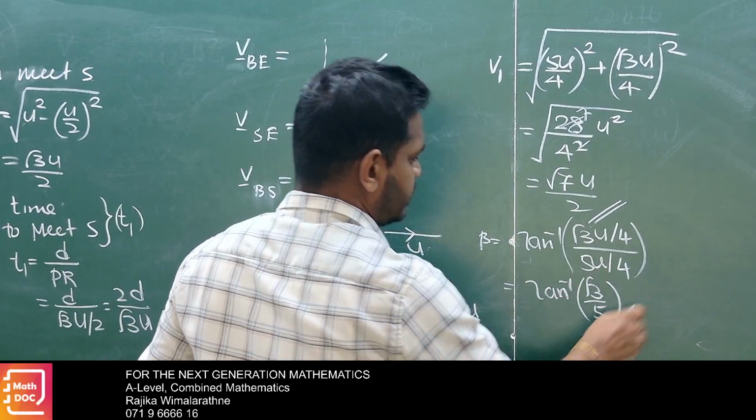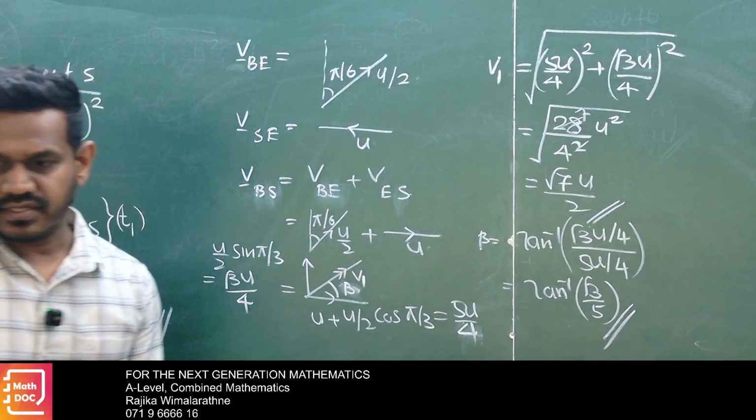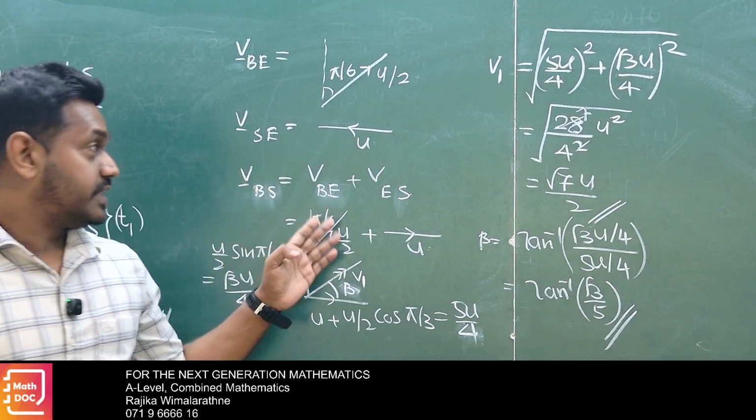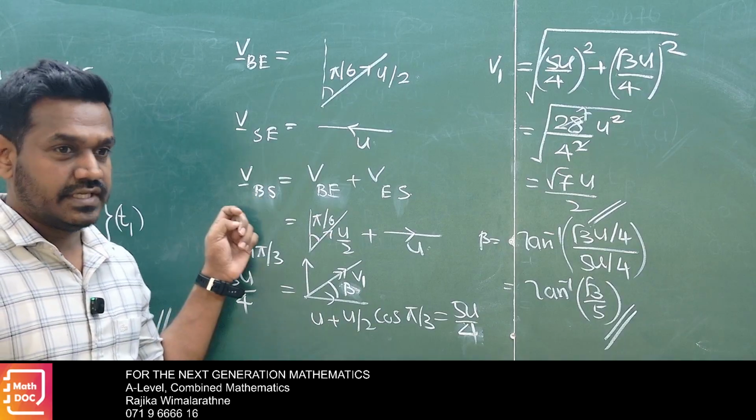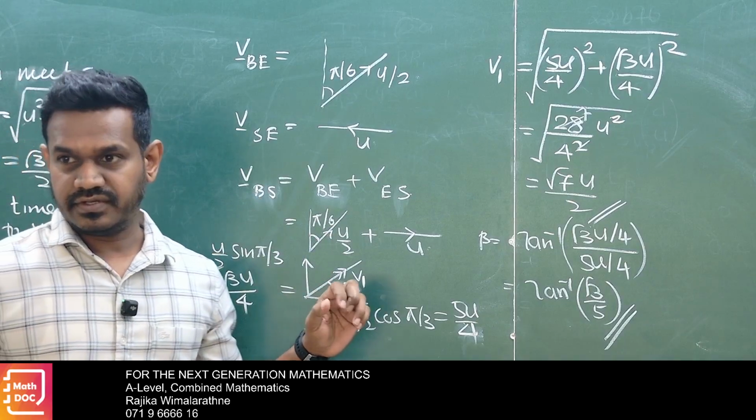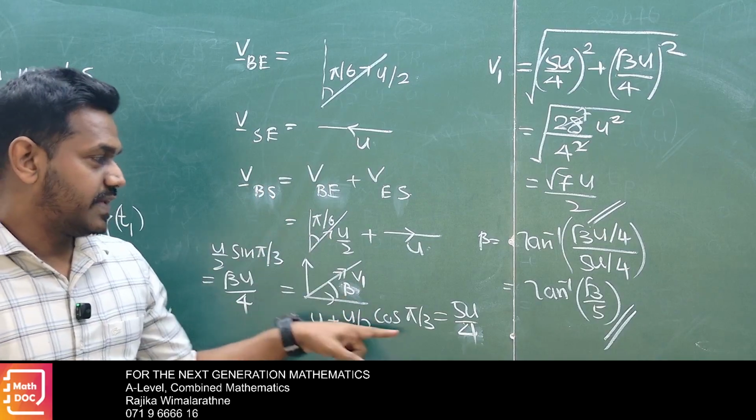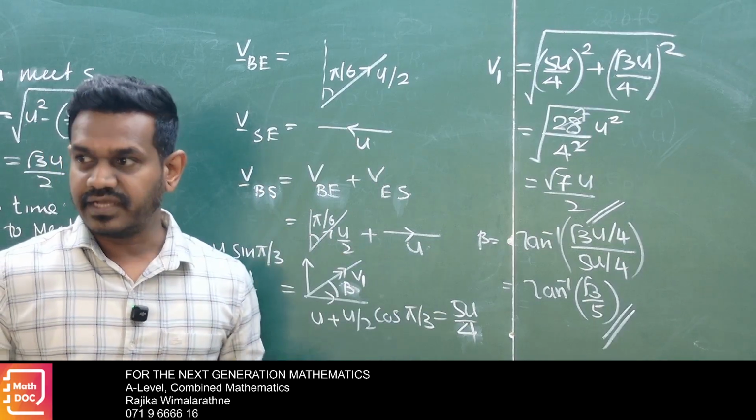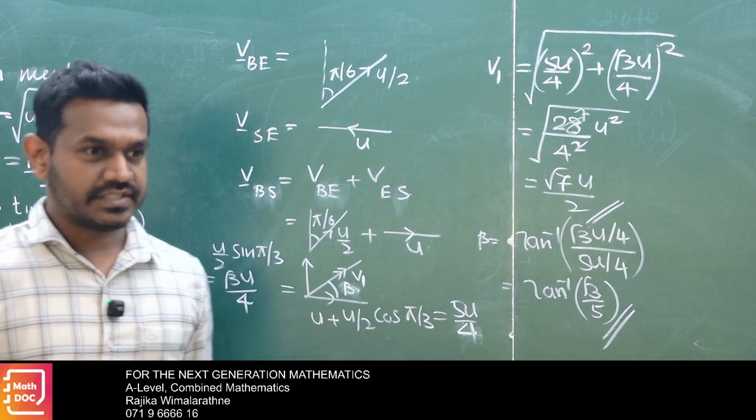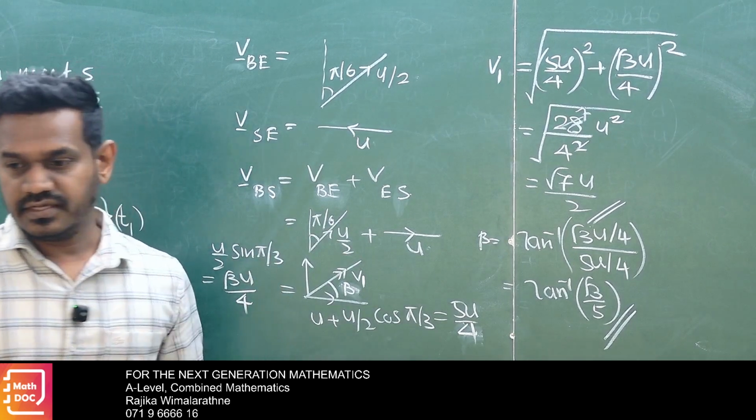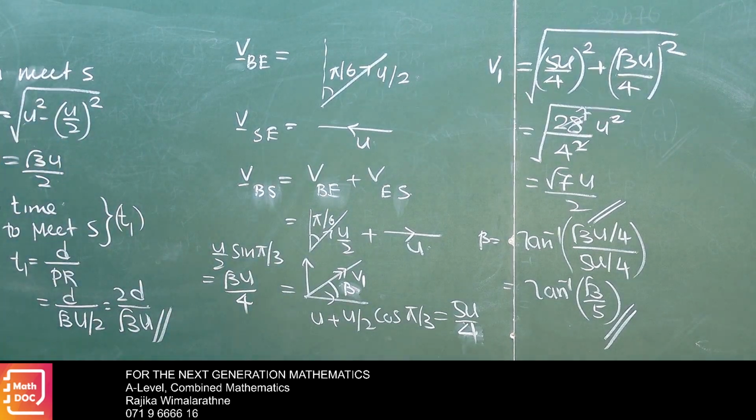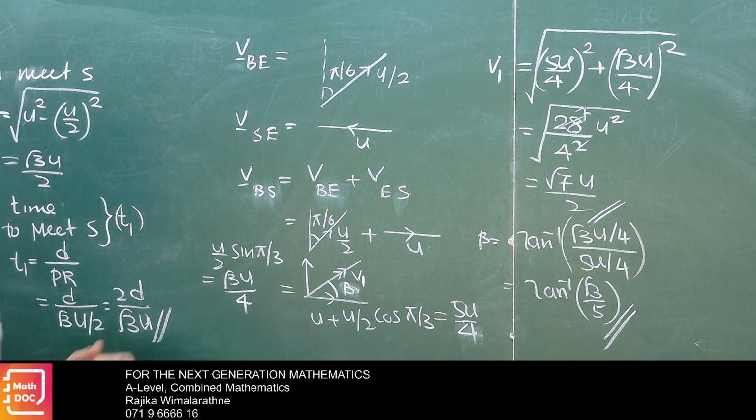Now here is the angle. Then we know with respect to the ship both velocity, direction and magnitude. We know the velocity of B with respect to S, so its magnitude and direction are already known. Then by that we can find the shortest distance. Okay, continue. Step by step, identify the thing.